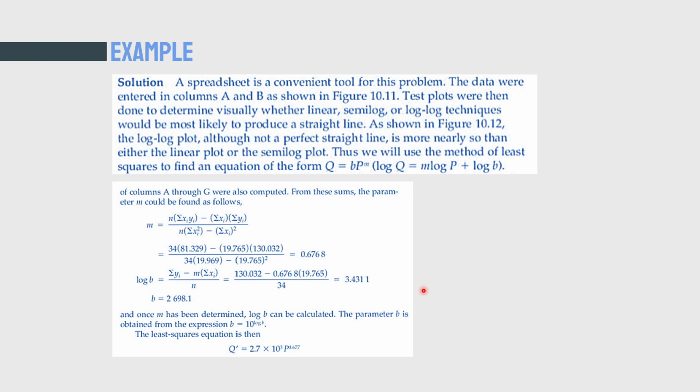Now, we can see the log-log plot moving forward, although it would not be a straight line. It's near to a linear line, so you can go with that. So we will use the least squares method to find the equation in the form of Q equals B times P to the power of M, which would be log Q equals M log P plus log B. Let's go see that table.